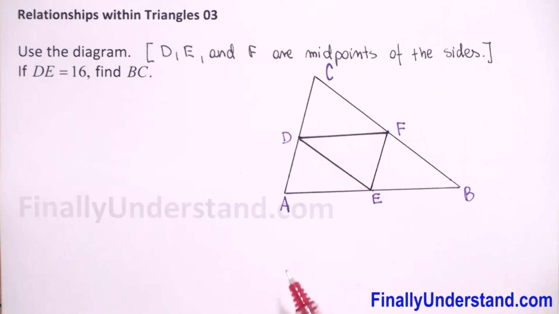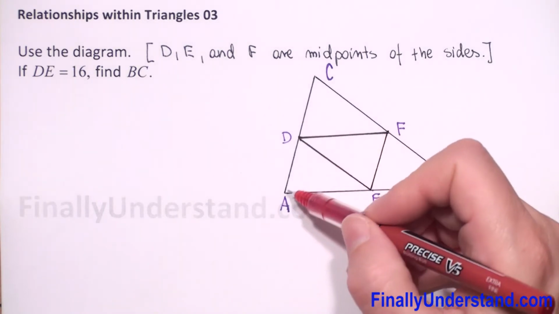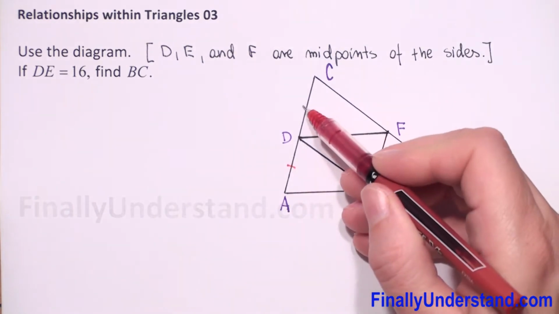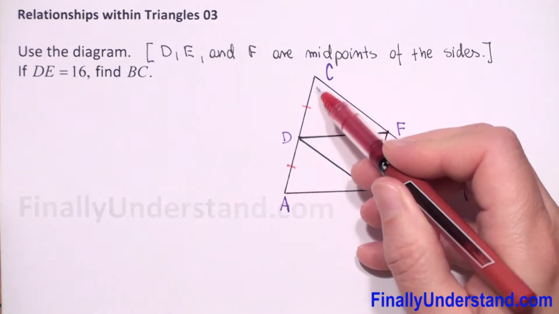We have the given diagram, and also we are given that D, E and F are the midpoints of the sides. What it means, from the definition of midpoint: the midpoint of a segment is the point that divides the segment into two congruent segments. So if D is the midpoint of AC, it means that AD is congruent to CD. So I will put one mark on segments AD and CD because AD is congruent to CD.